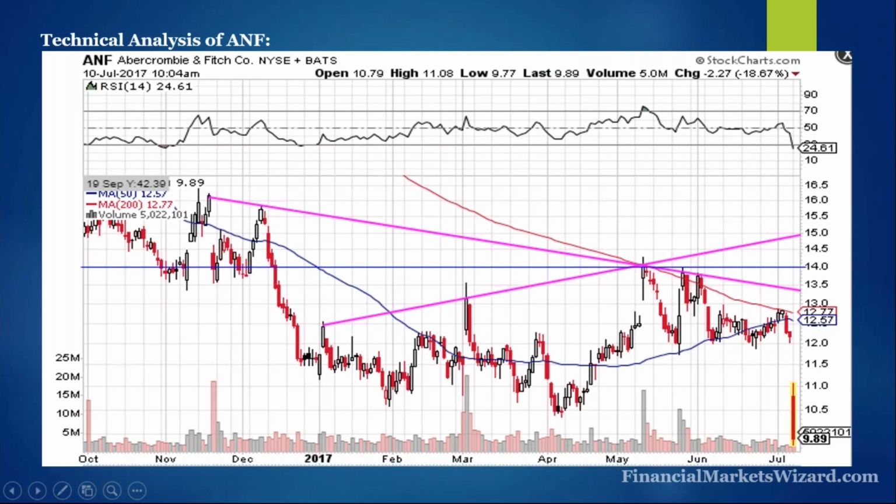Okay, so here is the ANF chart. So ANF, we traded puts on ANF. Now look at this ANF gap down, right? You will say, okay, it's a gap down, and how do you know it's going to go up? That's where your expertise comes in, whether the stock is going to go up or continue going down. So we bought puts on ANF.